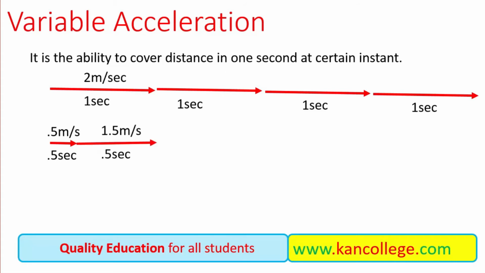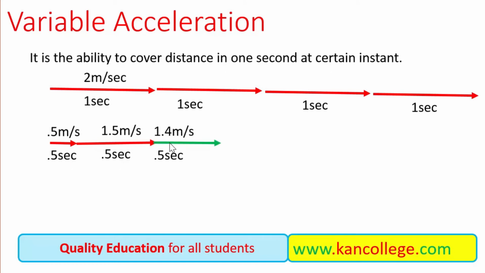For example, in the first second, if we divide the second into half seconds and analyze the variation in speed or acceleration, you can observe that in the first half second the speed is 0.5 meter per second, and in the next half second the variation in speed is 1.5 meter per second. Initially the acceleration in the first half second is low, and in the next half second it is higher, but the overall change in speed, or the acceleration, is 2 meter per second for every second.